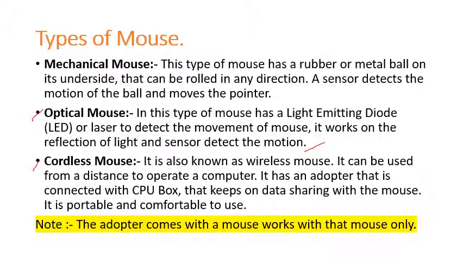Another one is cordless mouse. It is also known as wireless mouse. It can be used from a distance to operate a computer. It has an adapter that is connected with CPU box that keeps on data sharing with mouse. It is portable and comfortable to use.